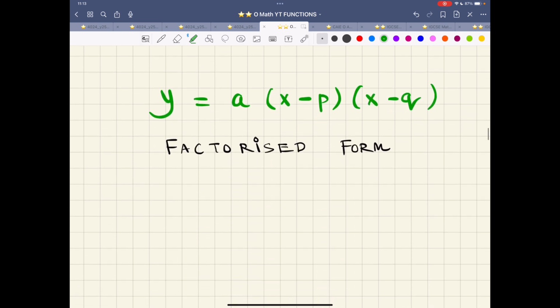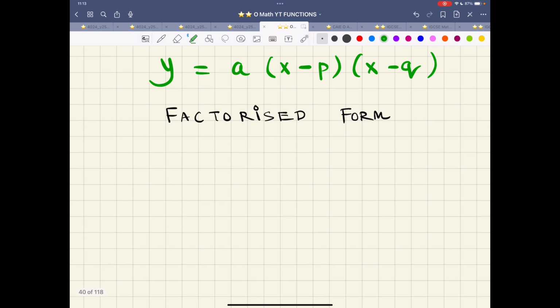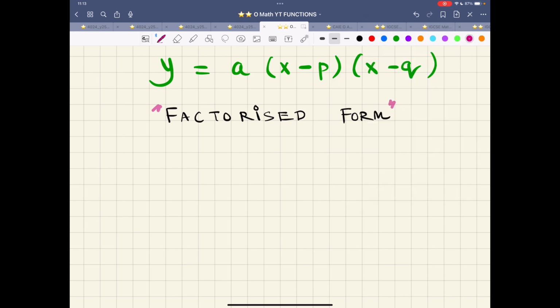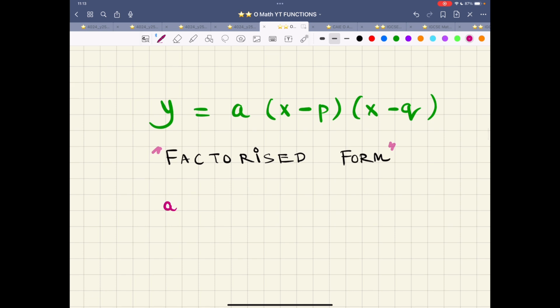Now we are coming to the third one, the most important one. Actually, every single one of them is important, but maybe it's my favorite. That is called the factorized form. That means you have drawn factors out of it. So now what happens in this one? Let me choose a nice color. Okay. So now A is still the same. If A is positive, that's the shape. If A is negative, that's the shape.